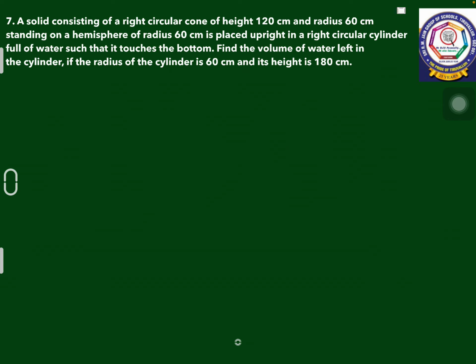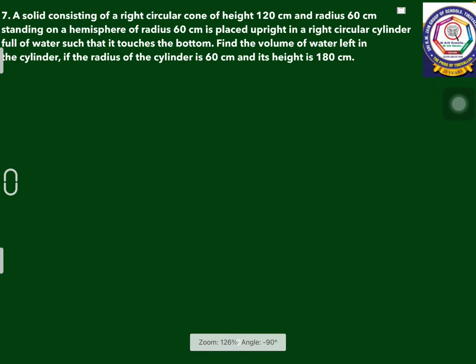So what is given? A solid consisting of a right circular cone of height and radius is given standing on a hemisphere. So there is a solid which consists of a cone standing on a hemisphere. The cone's height is given 120 centimeter and the radius of the cone is given 60 centimeter. It is standing on a hemisphere of the same radius 60 centimeter.